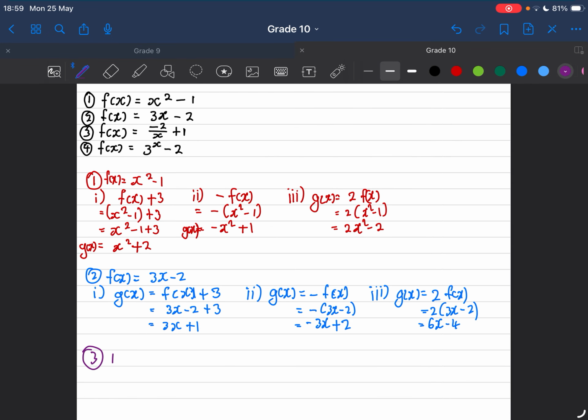Right, so for the first one, it's negative 2 over x plus 1. So I'm going to be adding 3, which will become negative 2 over x plus 4. 3 plus 1 is 4. For the second one, we're going to multiply by a negative. That just changes the sign of all. So my g of x function is basically equal to 2 over x minus 1. And for the third one, I'm going to be multiplying by a factor of 2. So basically you multiply all those terms by 2. So my g of x is equal to negative 4 over x plus 2.